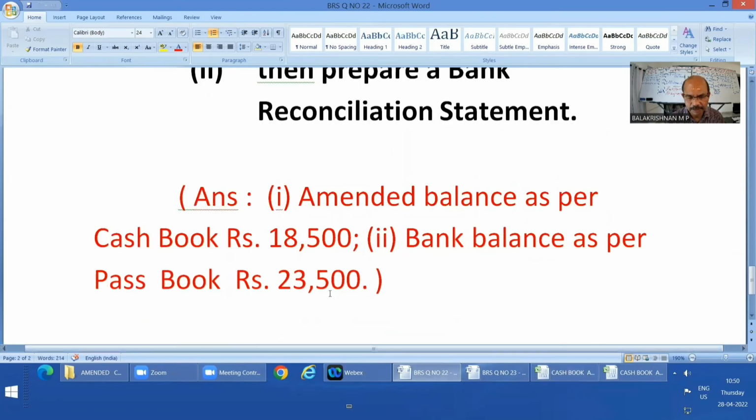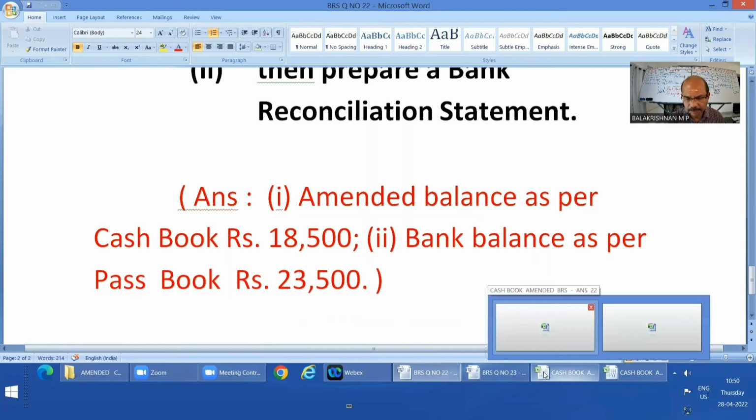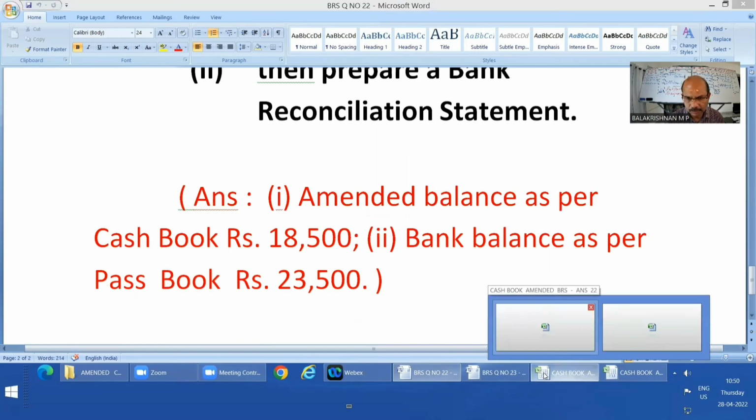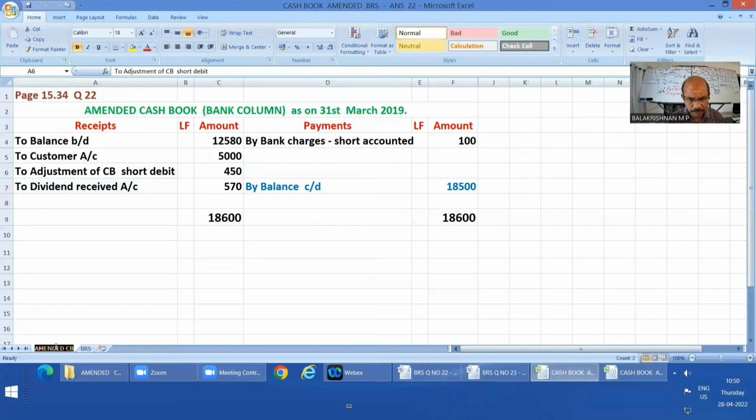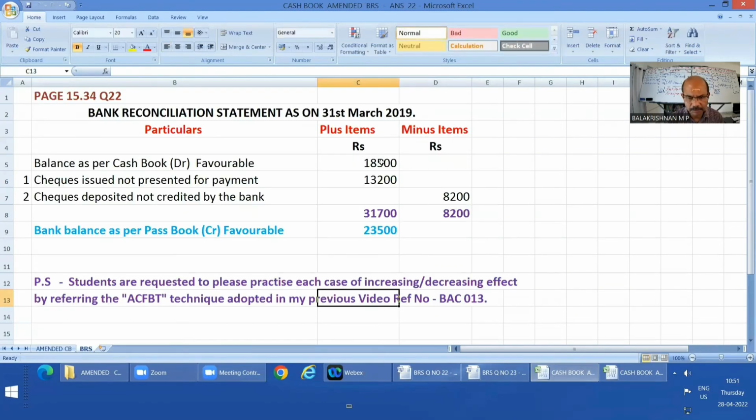That arrive at these answers and related answers worked out. This is a bank reconciliation statement. However, before that, we have to see the amended cash book. Okay. And BRS based on that balance. Okay. This is in agreement with the book balance.